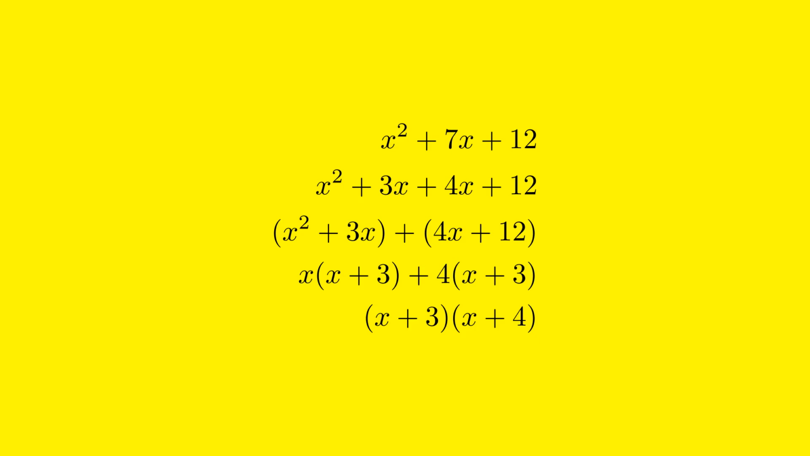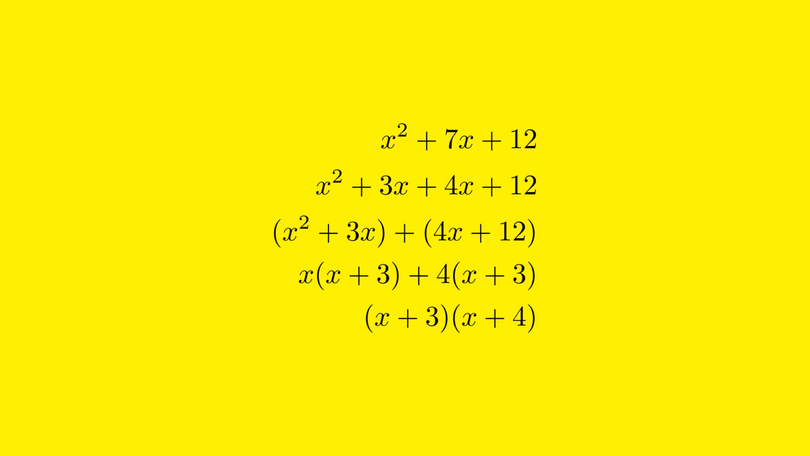In the second group 4x plus 12, the greatest common factor is 4. So we factor out 4 from 4x plus 12, giving us 4 multiplied by (x plus 3). This alters the equation to x multiplied by (x plus 3) plus 4 multiplied by (x plus 3).